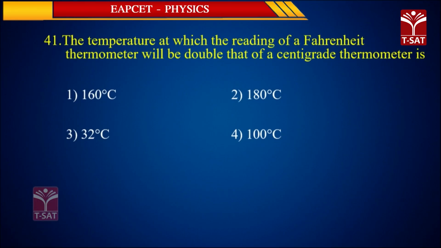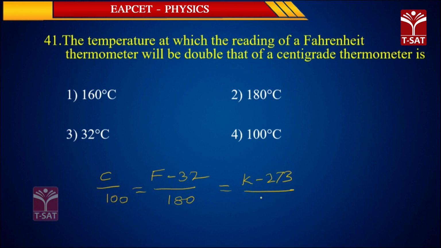Okay, and here: the temperature at which the reading of a Fahrenheit thermometer will be double that of a centigrade thermometer. Dear students, this is very important. When you find out temperature, we find it in the Celsius scale, Fahrenheit scale, and Kelvin scale. You should know this formula: C/100 = (F - 32)/180 = (K - 273)/100. Based on this formula you can convert anything.